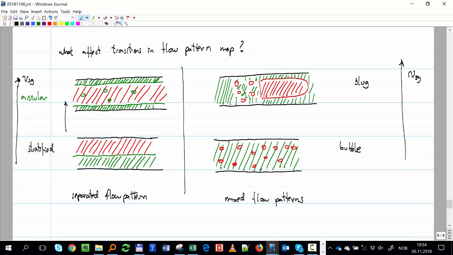And this plot is just to tell you that the transition between separated patterns is usually very gradual, you go very slowly from one to another, and the transition within the mixed flow patterns is also gradual. But when you try to change from this flow pattern to that one, it is very abrupt, very sudden. So the transition from here to here and from here to here is an abrupt or sudden transition.